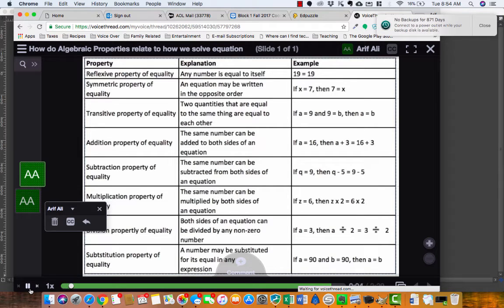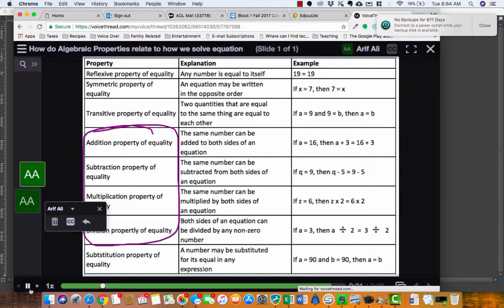How do we use algebraic properties to solve equations? Well, the good news is you're already doing this. So all we have to do is connect the dots to the names of these algebraic properties. And today we're going to focus on just 4 properties, and those are the 4 right there.